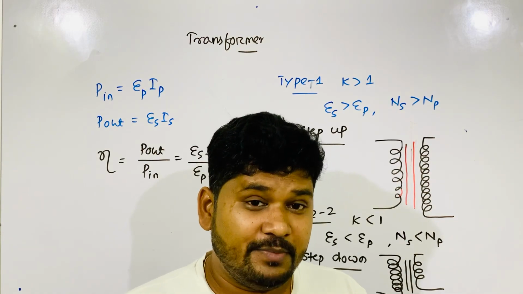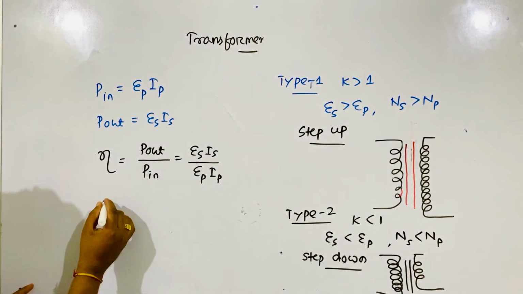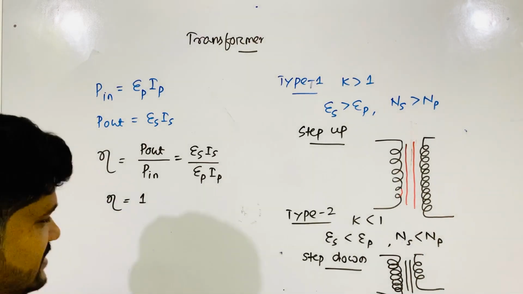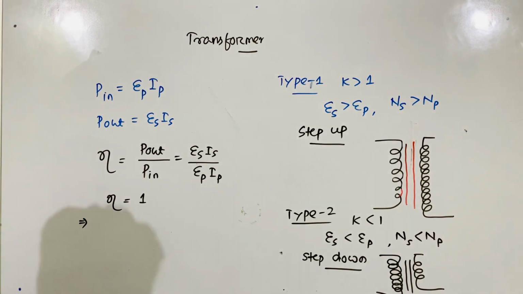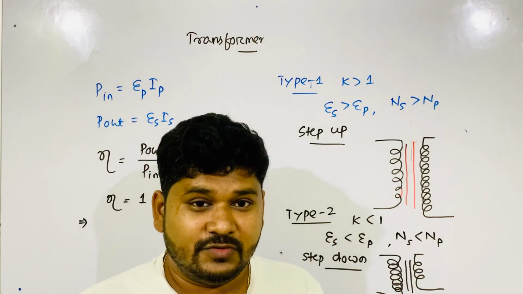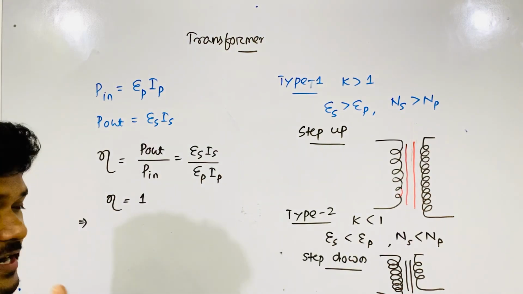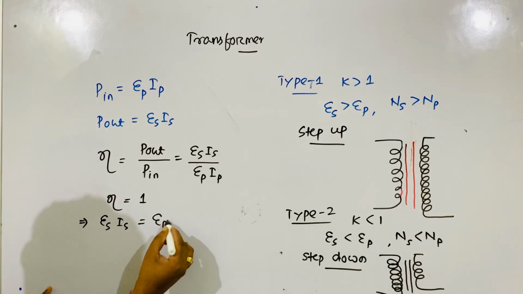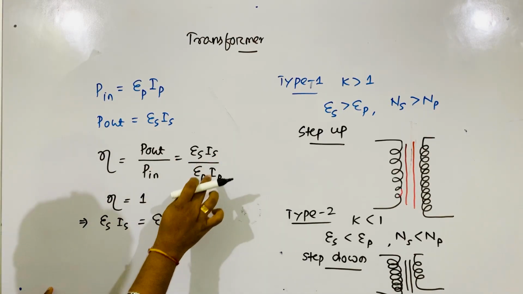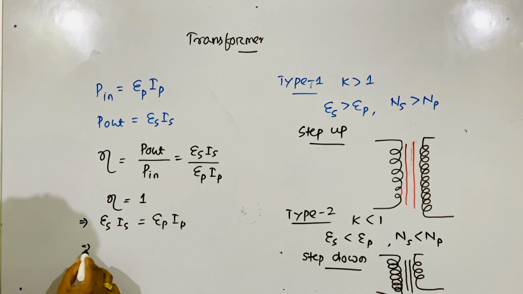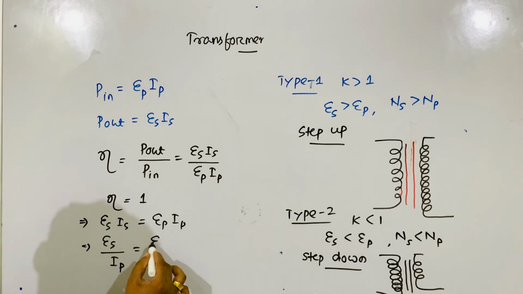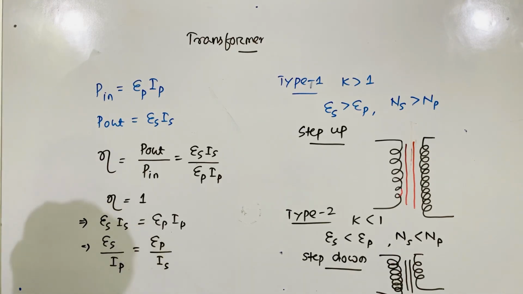But I told you, for an ideal transformer, what is the value of efficiency? It is 100% for an ideal transformer where there is no loss, which is not practically possible. Just theoretically I am discussing. Eta equal to 1 means ES IS is equal to EP IP. So that means ES by EP is equal to IP by IS.